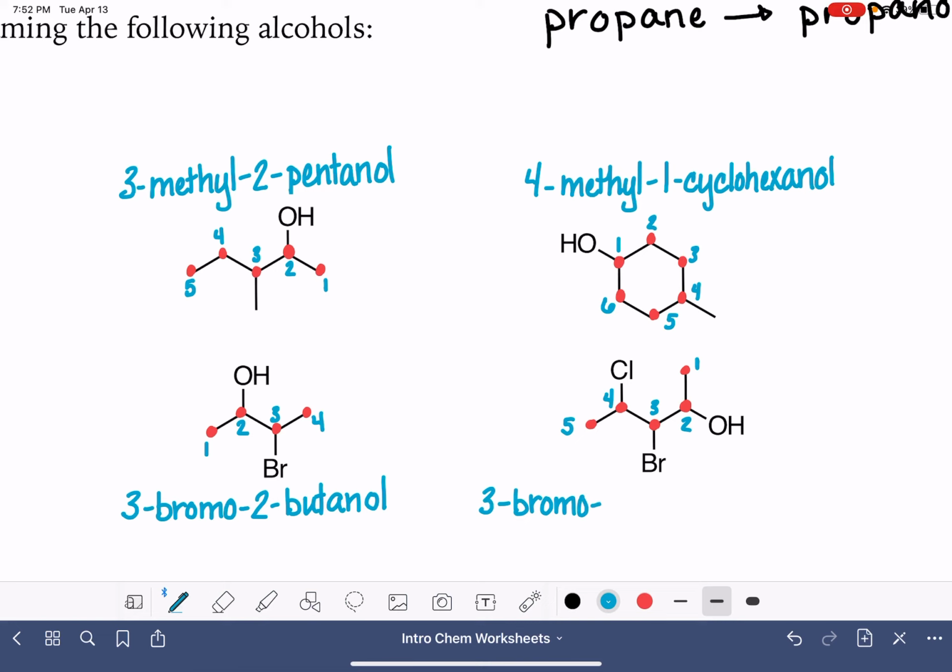Now we name our second branch. Our second branch is on carbon number 4, and its name is chloro. Now we've got our branches named. We're ready to name the molecule. First, we're going to say that the alcohol is located on carbon number 2, and then we're going to name the molecule. There's 5 carbons, so it's based off of pentane. We're going to drop that last E and replace it with OL. 3-bromo-4-chloro-2-pentanol.